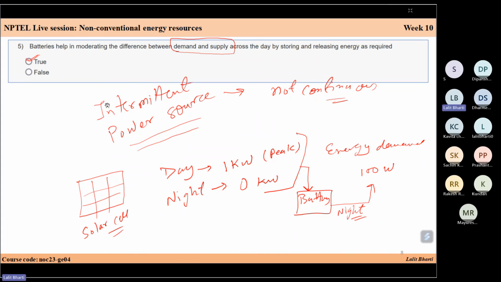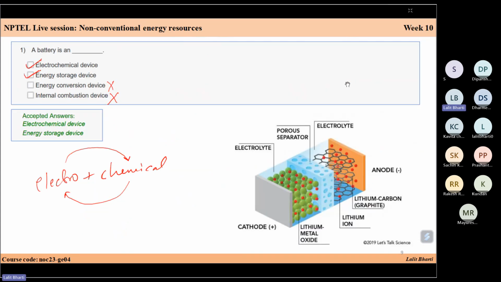Intermittent means not continuous. If you have a power supply in your home from a power grid, you can rely on that. That is not intermittent. But in the case of renewables, let's say windmills or solar cells, these are intermittent in nature, meaning they are not continuous. They are dependent on the weather as well as the time of day, whether it is morning, afternoon, or night. So these are intermittent power sources, and batteries can be used to store and release the energy whenever required.